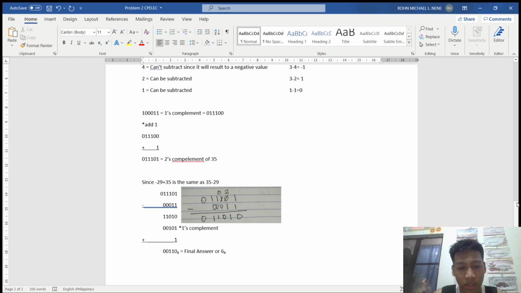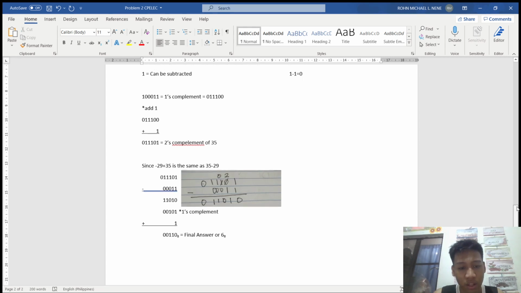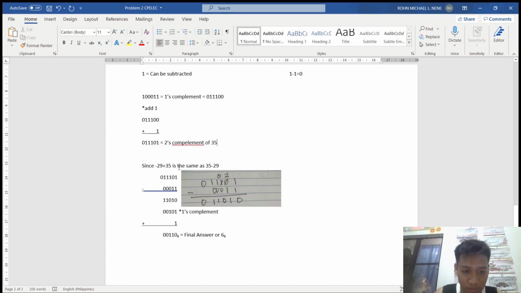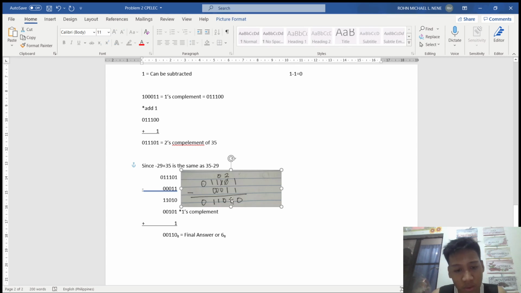Then finally, we will be doing the operation. Since negative 29 plus 35 is the same as 35 minus 29, what I did here is I assigned 35 on the top, and then negative 29 is below 35. Then, since it is negative, I will subtract it. And in this picture, we will see how the process works.